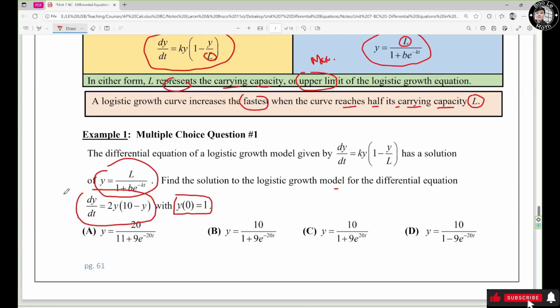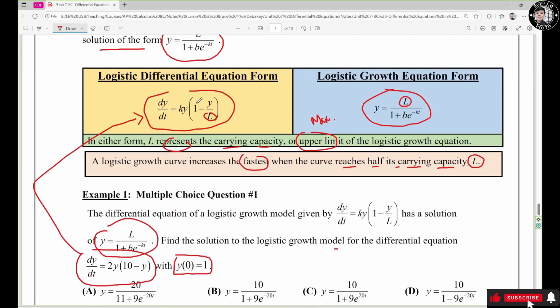So, first you need to write this one right here in this form. So how do we do that? We need to factor 10 out, right? Because we look at the formula right here, we see that this one is 1, this one is 10, right? So I have dy over dt equals, now factor 10 out, that means I have 20y, right? Times 1 minus y over 10, right? So then I can conclude that this one is L, right? Look, L right here equals 10.